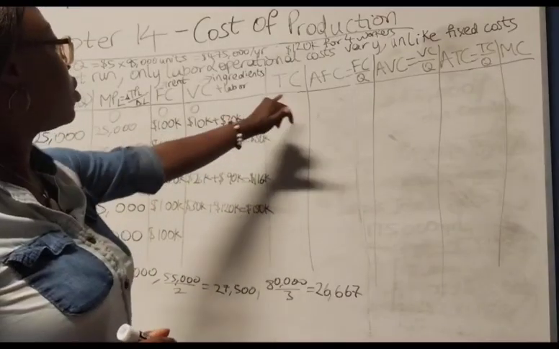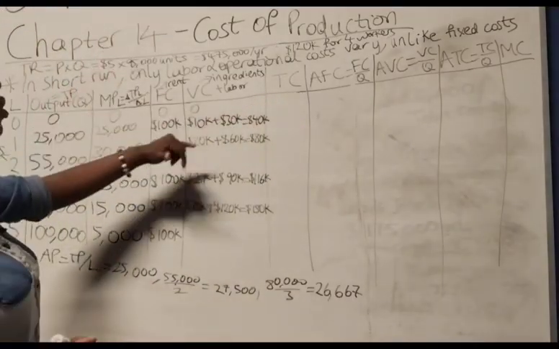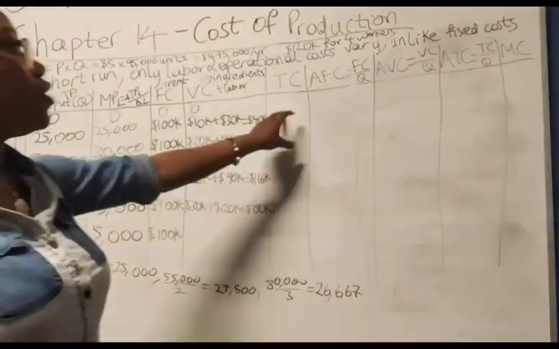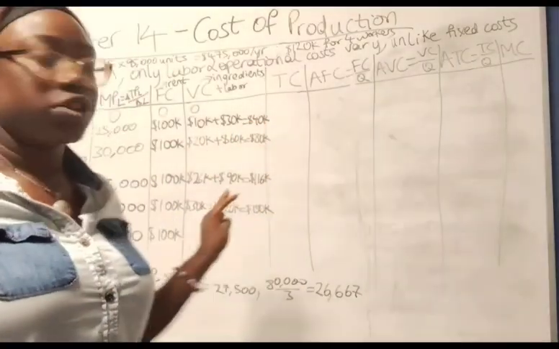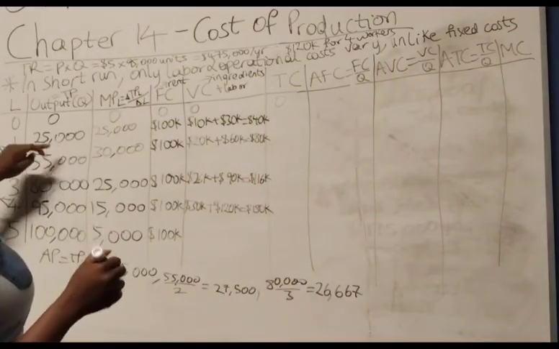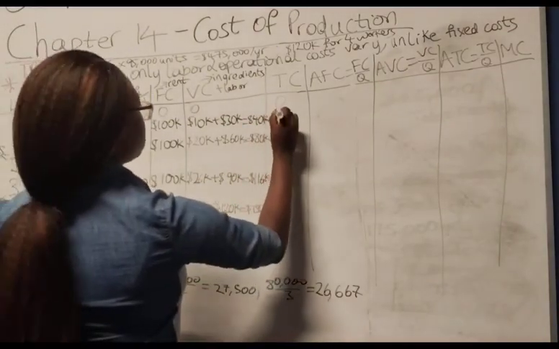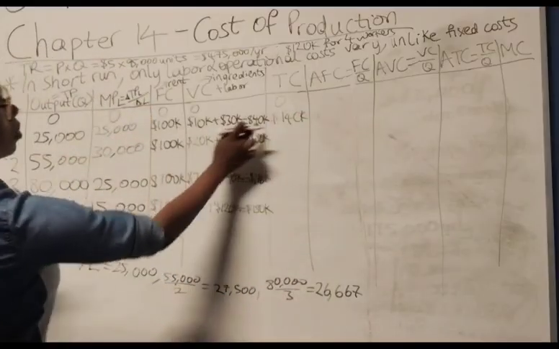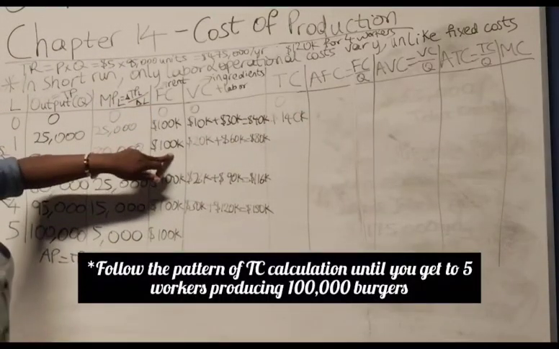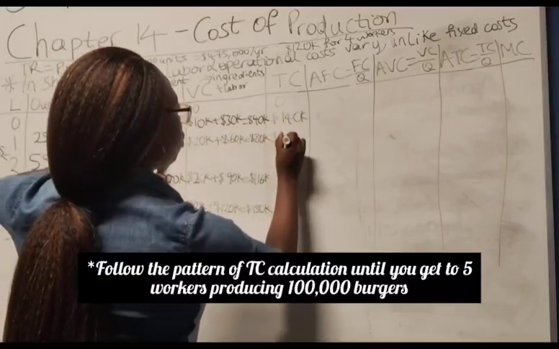Now how about total cost? Total cost is just the sum of your fixed cost and variable cost. Your fixed cost and your variable cost only account for your explicit cost, okay? And the total of that is going to give you your total cost, assuming we don't want to look at implicit cost for now. So at 0 production, you have total cost of 0. At 1 labor, at 25,000 burgers produced, you have 140K as your total cost. So 100K plus 40K. At 2 workers and 55,000 burgers produced, you have 100K as your fixed cost plus 80K. So that's going to give you 180K.